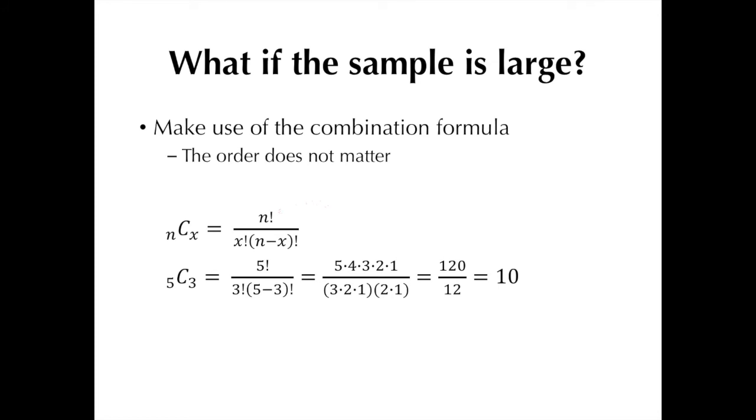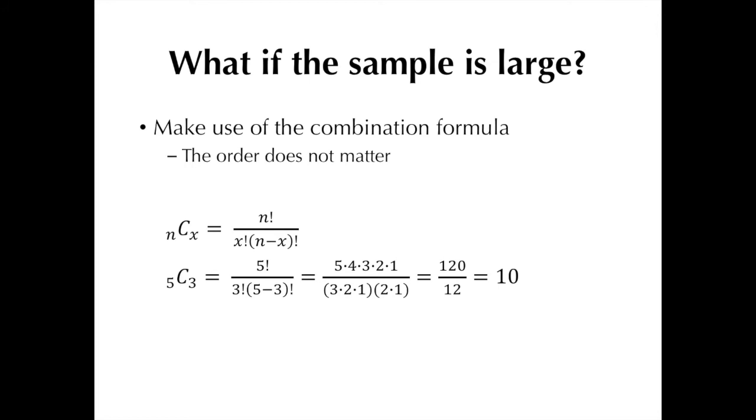Now, take note of the factorial here, symbolized by an exclamation point. A factorial is defined as the product of an integer and all the positive integers below it. So 5 factorial will be 5 times 4 times 3 times 2 times 1, and 3 factorial will be 3 times 2 times 1.